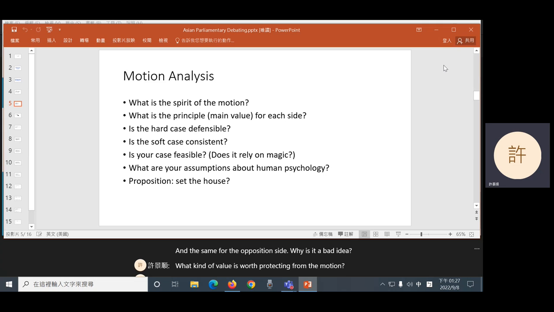So in this motion, the government side might think about values like diligence, you know, hard work, practical knowledge. So not just sitting and watching the lecture, but actually practicing what you learn. And also independence for learning. When you do homework, you're not just doing what the teacher tells you. You have to solve the problem yourself. So it promotes independence in learning. These are some of the values that government might support.